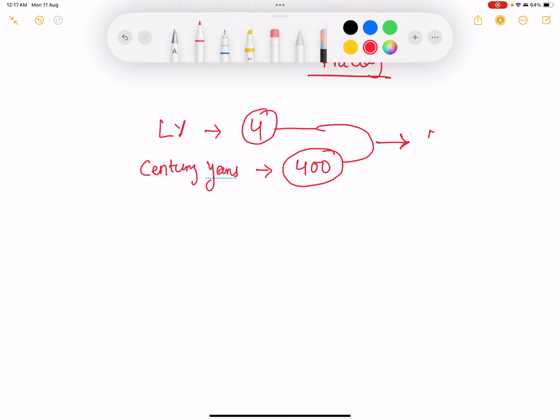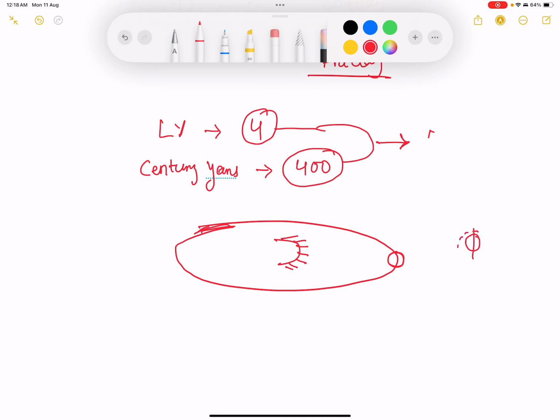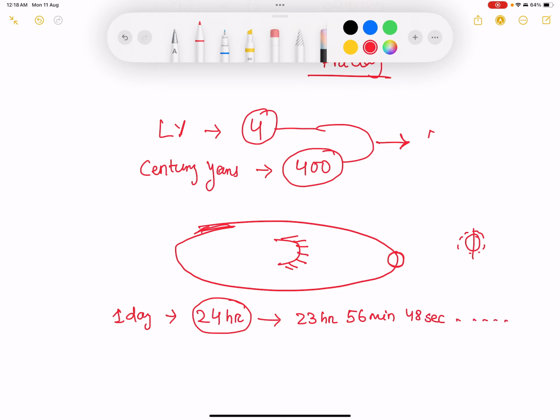Okay, normally one day means what? Suppose this one is your sun. Now suppose this one is earth. When earth moves around its own axis, one day is completed. One day means how much? It's 24 hours. Just for our calculation we take 24 hours, but practically it is only 23 hours 56 minutes 48 seconds. After that some milli, micro and nanoseconds are there, which is none of our business.